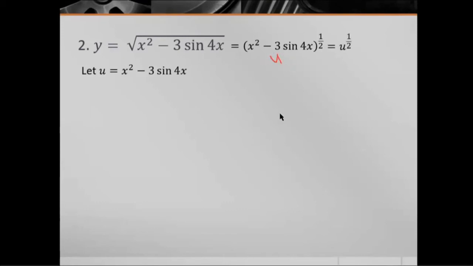Next, ibig sabihin, pag kinonvert natin yon, dahil ito ang ating magiging u, so magiging u raised to 1/2 na, di ba? So yung y natin, the same din as u raised to 1/2. Okay?